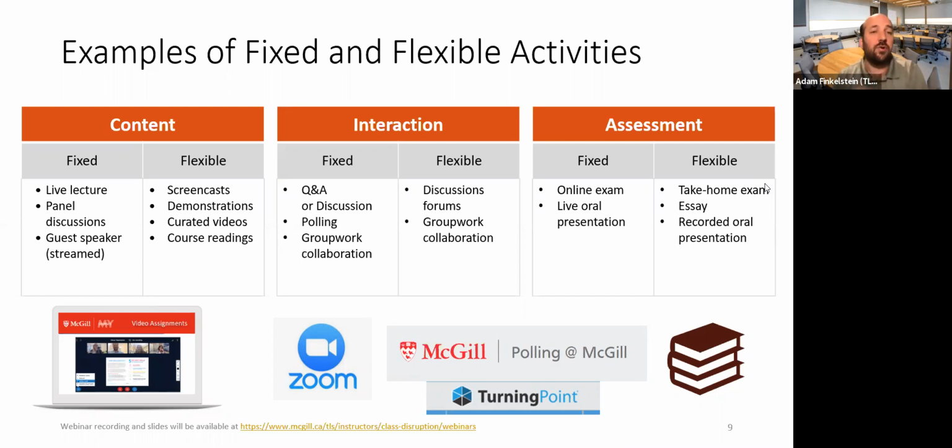In addition, you could do group or collaboration in a fixed interaction way live. You could actually take a Zoom session like this, break out into breakout rooms. Students can be in groups of 5 or groups of 10, whatever you're going to do, have them work on something and then come back.